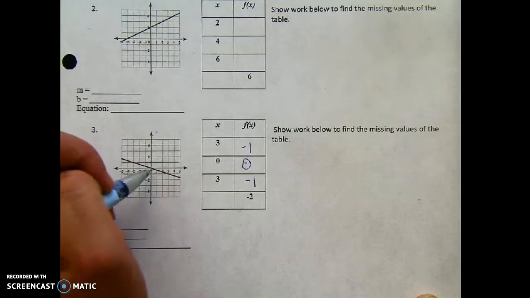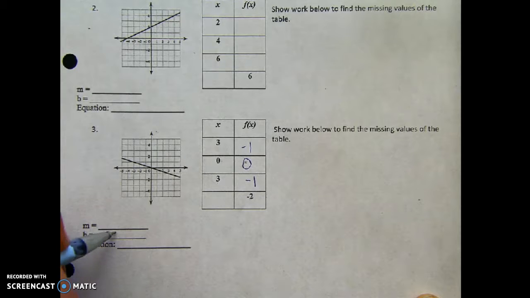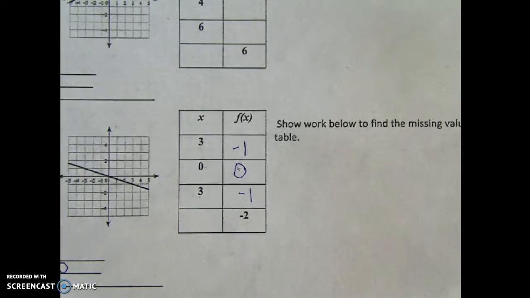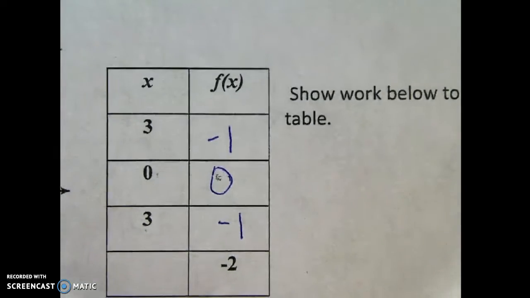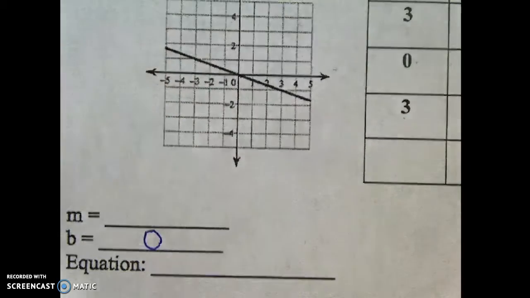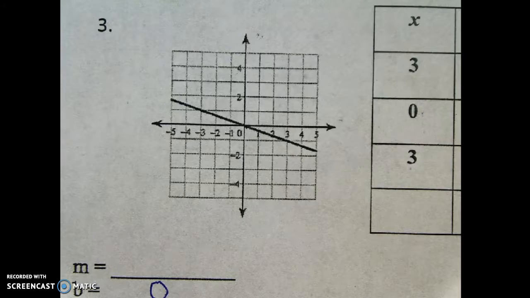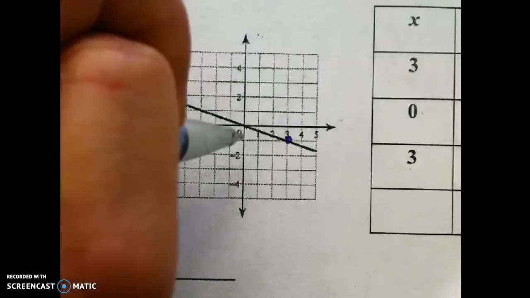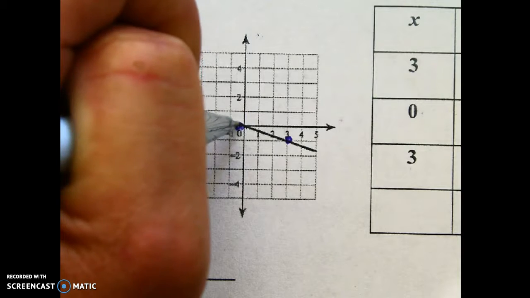For this one, I'm going to find my starting point, which is my b, and it's 0, 0. To find the slope, I'm going to zoom in so you can see what I'm doing here. I'm going to look at the graph a little closer. I'm going to pick 2 even points on the graph. There's 1, and I know 0, 0 is even.